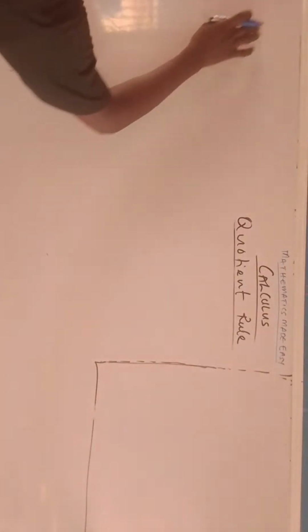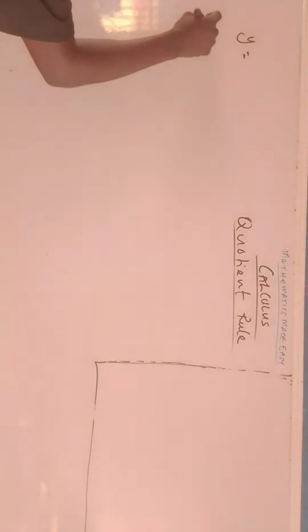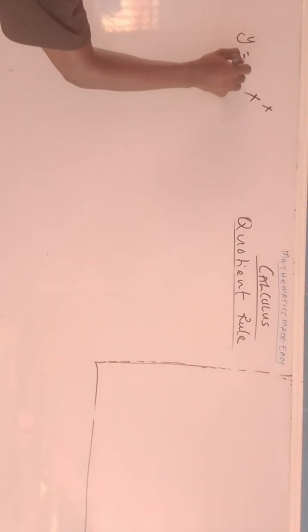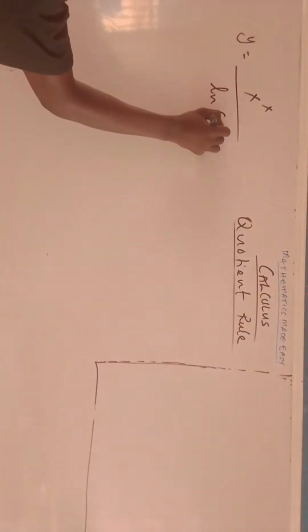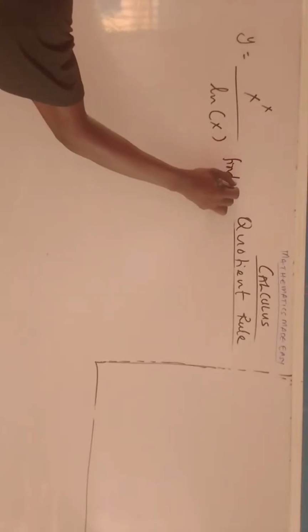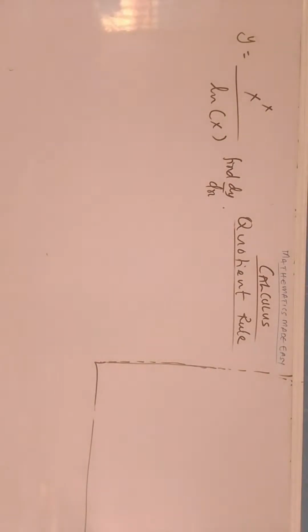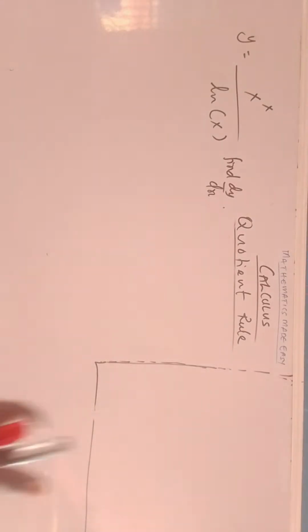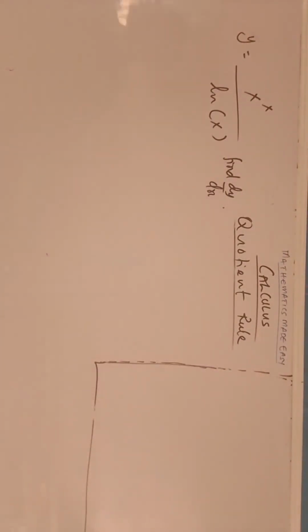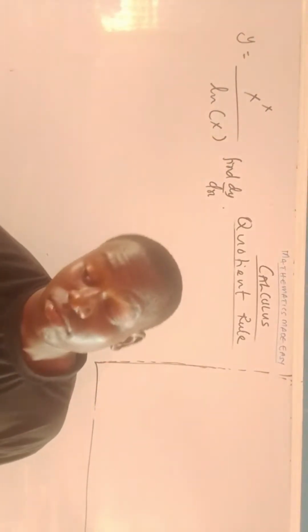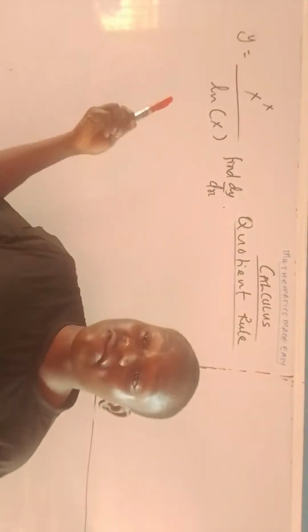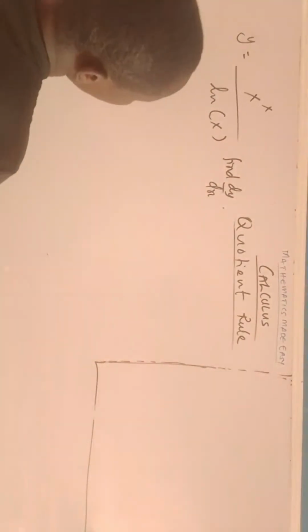Now, let's say we have y is equal to x to the x power, over natural log of x. So find dy/dx. So we have to find the derivative here. Look at that question carefully. You have y equal to x to the power of x, then everything over natural log of x. So we have to find dy/dx. So how do we find the derivative right here? Now look at it. This question looks nice, isn't it? Very nice question. Okay, now let's do that together.